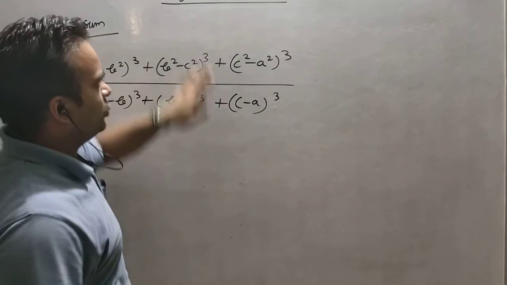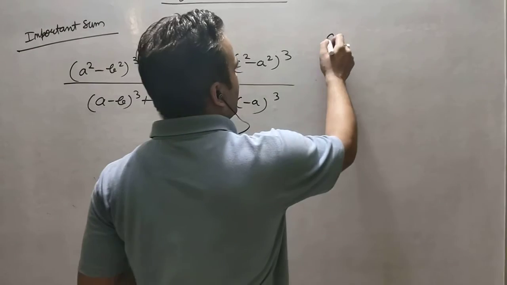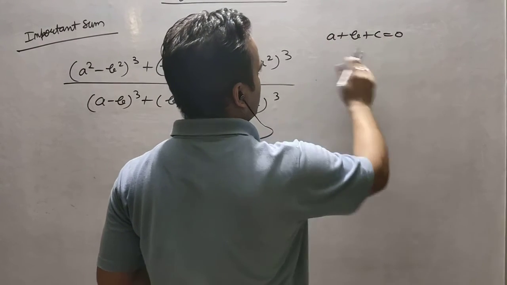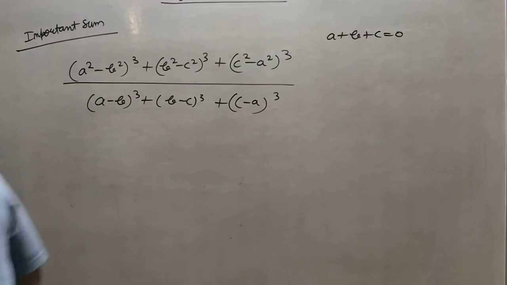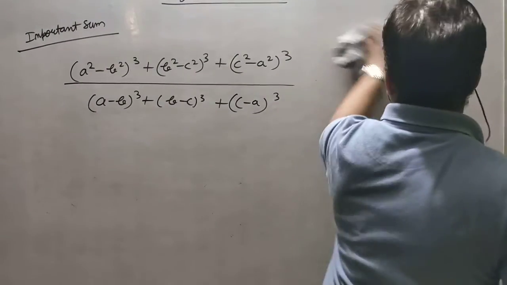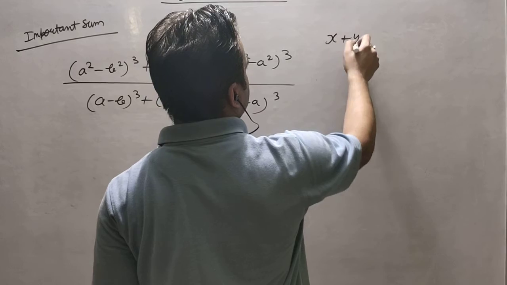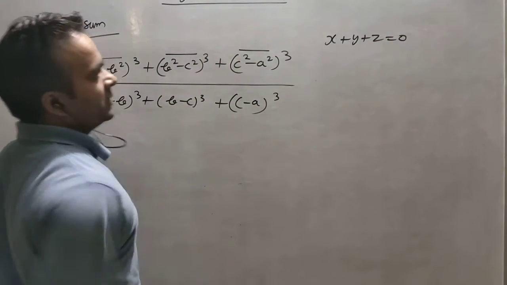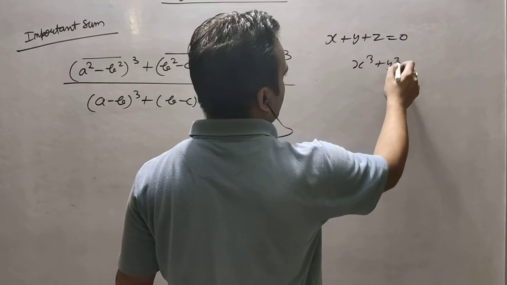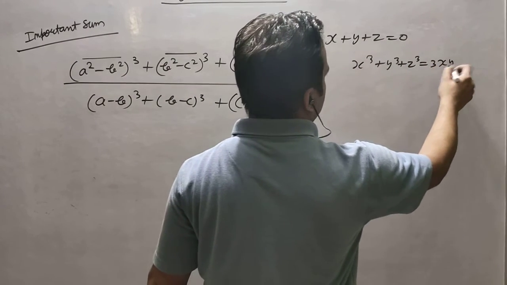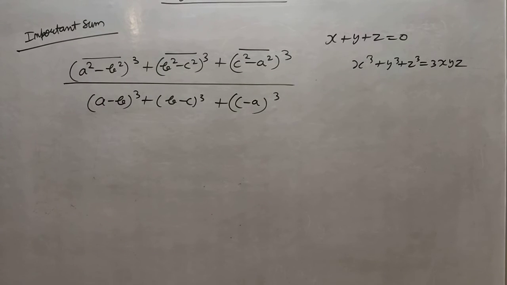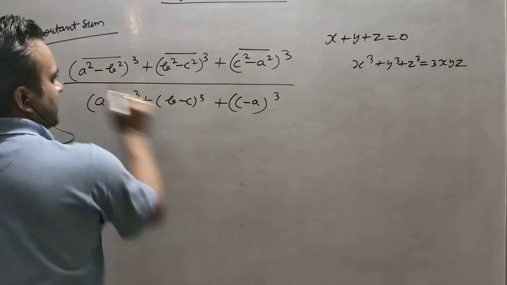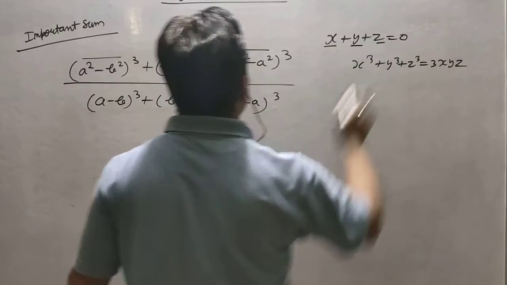c, a cube, b cube, c cube, and I have told you a plus b plus c is 0. Okay, I am putting it because a plus b plus c we are already using. If I am saying x plus y plus z is 0, suppose it is x, y, z, then x cube plus y cube plus z cube will be 3xyz, right? So what we have to do? We have to check whether the value of x plus y plus z is 0 or not.